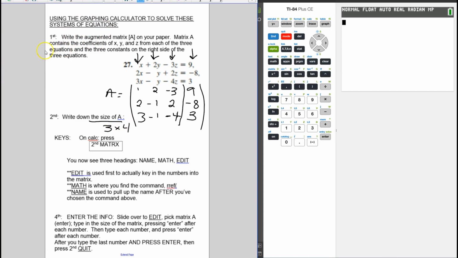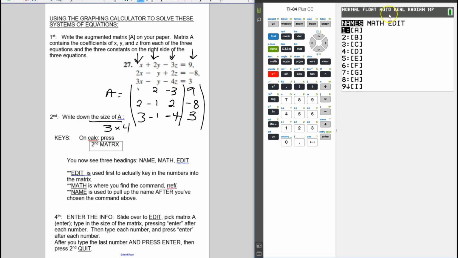Now over on our calculator, right here above the x to the negative 1, you've got the word matrix, which means we need to hit second first. Second matrix. You see these choices. If you've got old numbers in here, don't worry about it. You'll just type over them when the time comes. Second matrix gives you this. Edit is actually where we start. That's what we use to put in the numbers from our matrix.